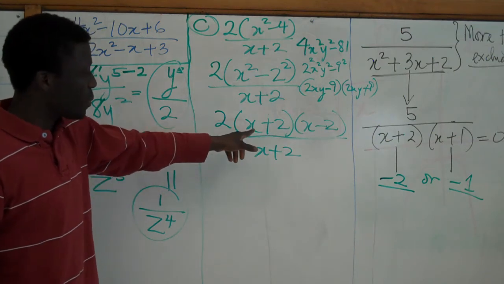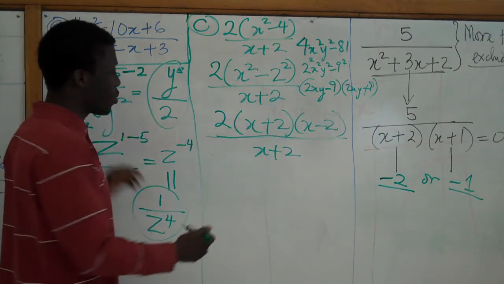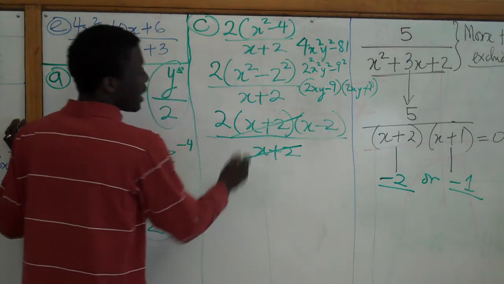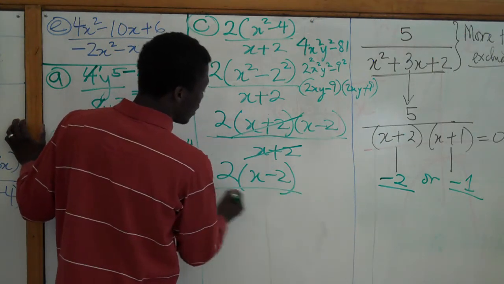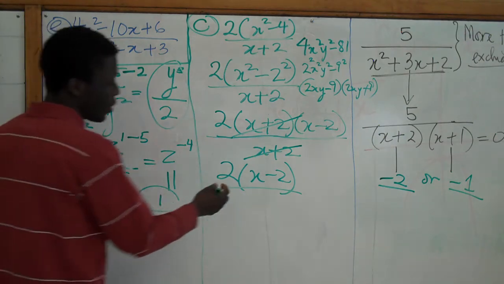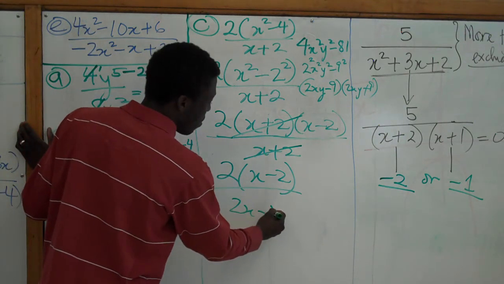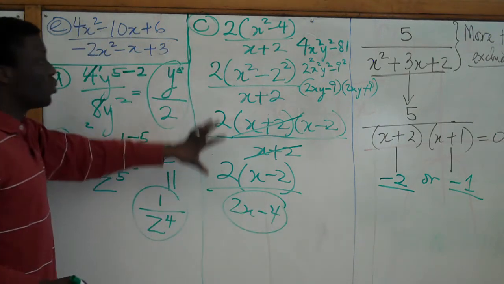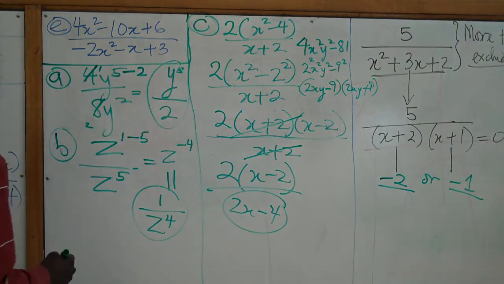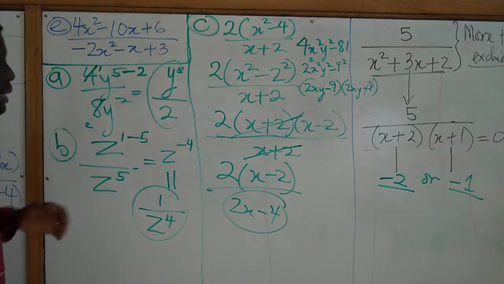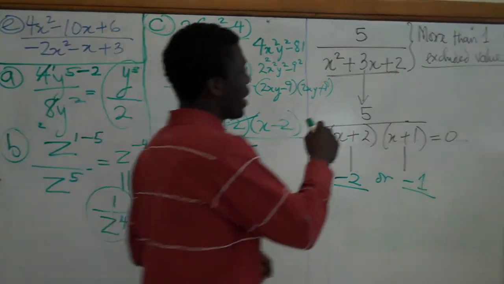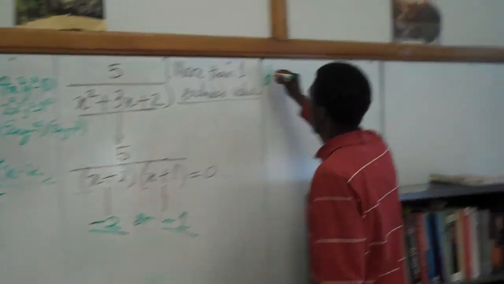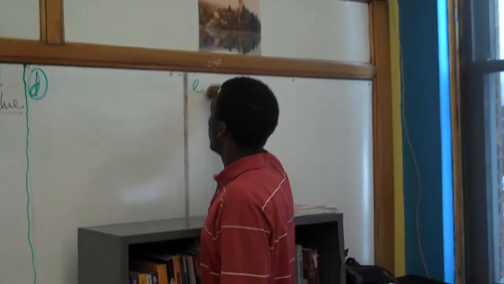2 into x plus 2 x minus 2 divided by x plus 2. The x plus 2's cancel out. So you have 2 into x minus 2 as the answer. If you want to break it down further, you can distribute and you get 2x minus 4. That's how you do number C. D is a little interesting. I'm going to move over here and do the D, and then I'm going to finish over here with E.